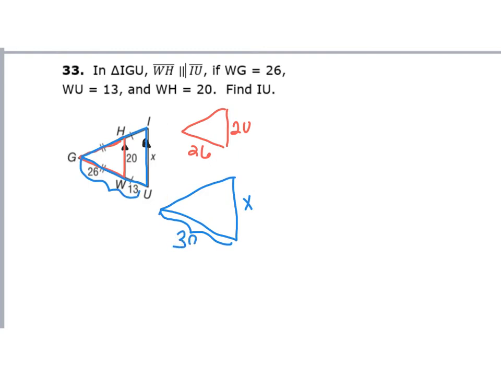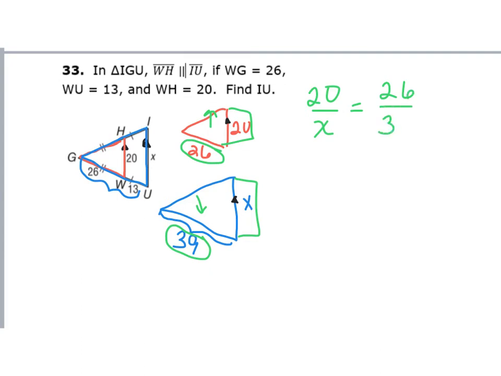Okay, so now I can remind myself that this was my parallel side, so I can see what matches with what, and I might want to do an up arrow and a down arrow so that I remember I'm going to do my 20 to my x, and that's going to be equal to my 26 over my 39. Again, you may have set yours up a little bit differently, but as long as when you cross multiply, you ended up with your x across from your 26 and your 20 across from your 39, you're still okay.